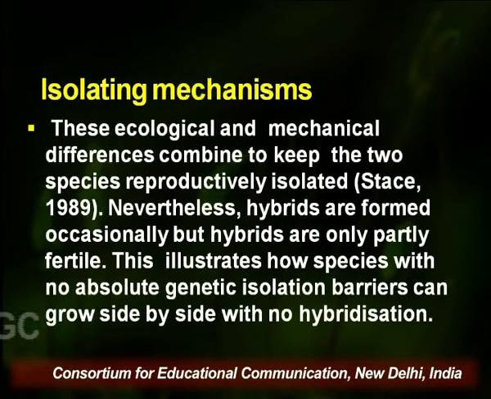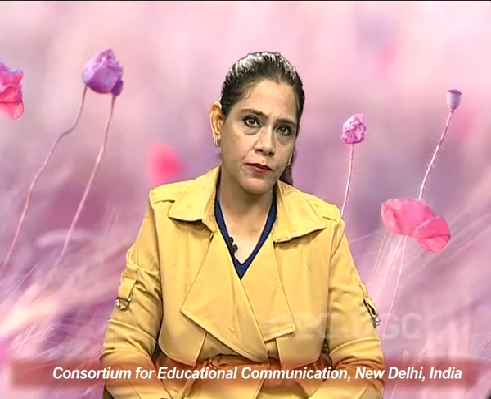These ecological and mechanical differences combine to keep the two species reproductively isolated. Nevertheless, hybrids are formed occasionally, but the hybrids are only partially fertile. This illustrates how species with no absolute genetic isolation barriers can grow side by side with little hybridization.